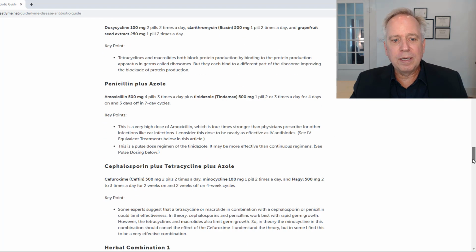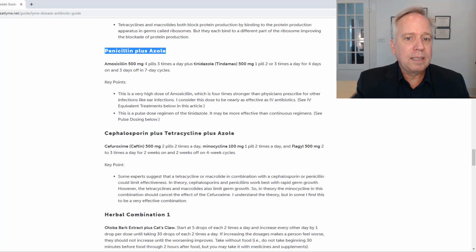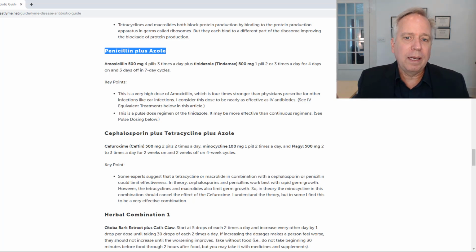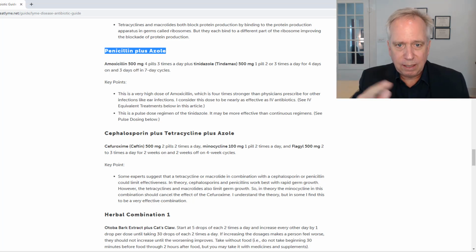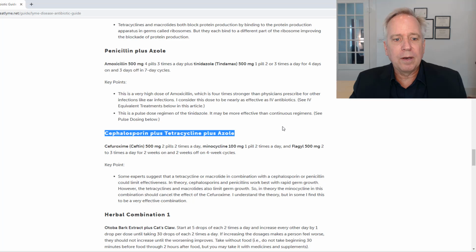Okay? Another example would be to use a penicillin plus an azole. So you could put together an amoxicillin, which is going to treat the covering of the spirochete, and then you put it together with like a tinidazole that is going to treat intracellular Lyme and treat the cyst form of the germ. Okay. Another example is to put together a cephalosporin plus a tetracycline plus an azole.